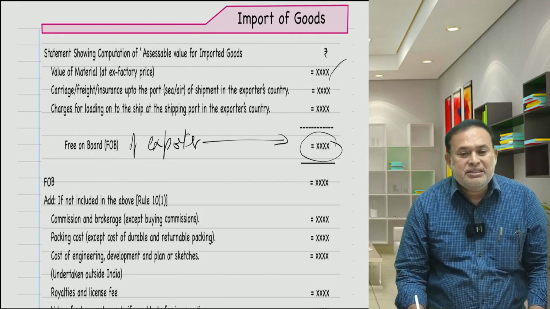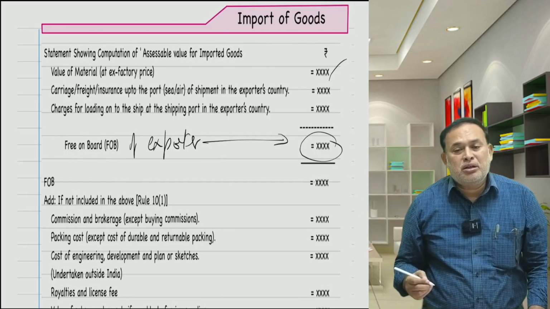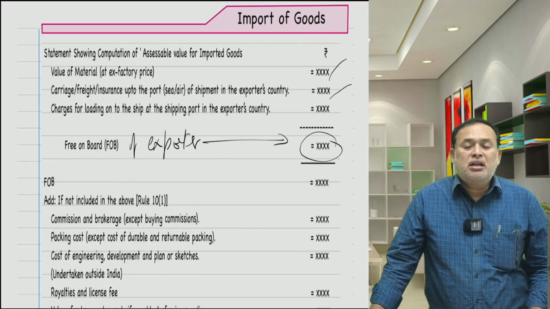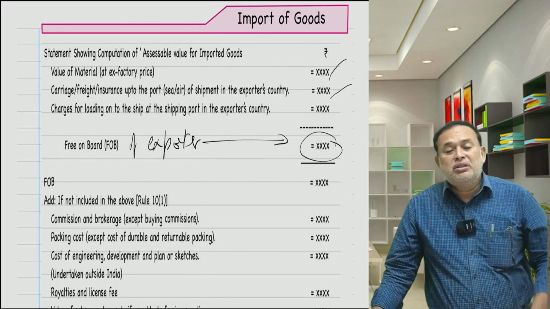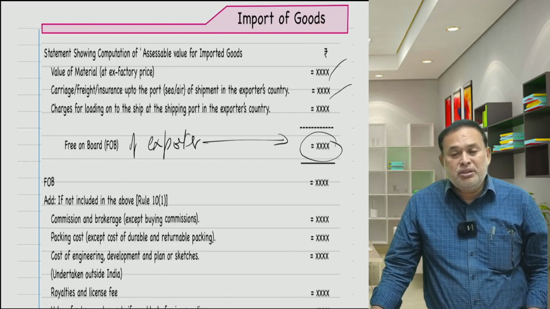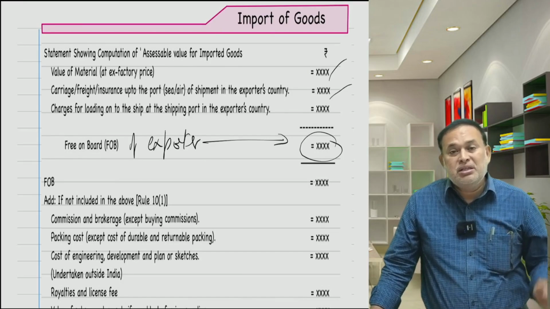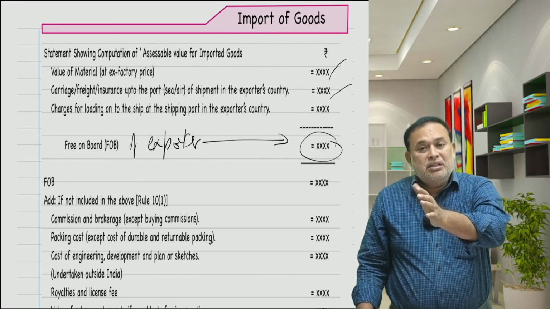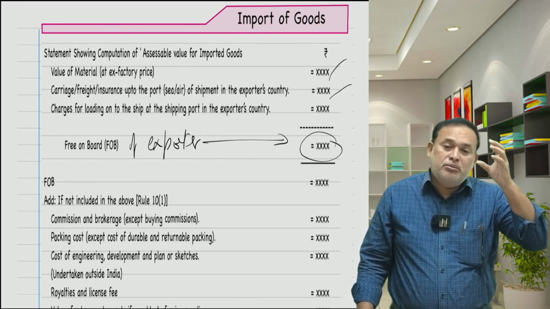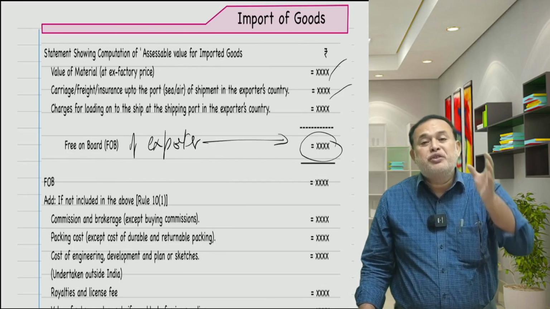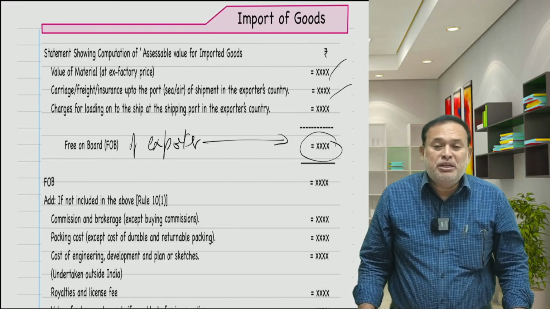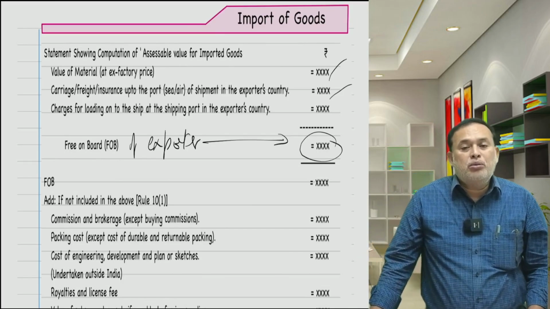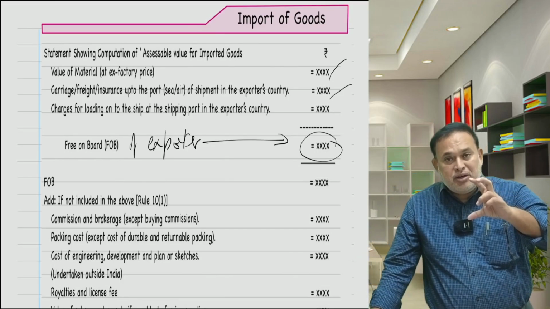The cost of material, ex-factory price, the price at which the exporter's factory makes it available, plus the handling charges of the exporter country up to the point of loading the goods on board at the exporter country port: transportation, loading, unloading, insurance till the point of the goods loading into the vessel, incurred by the exporter. From the importer's point of view, it is free on board. Who is free on board? The exporter incurs the expenditure. From the importer's point of view, FOB, free on board of exporter. Okay, if free on board of exporter is not available, you have to arrive at the value.